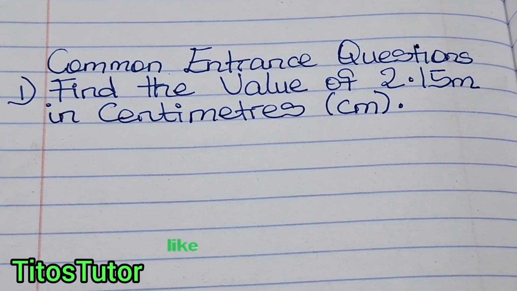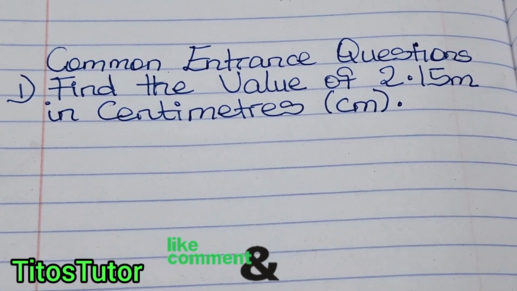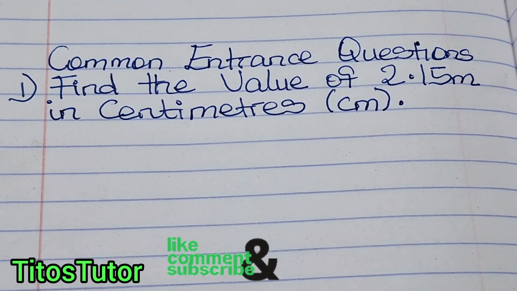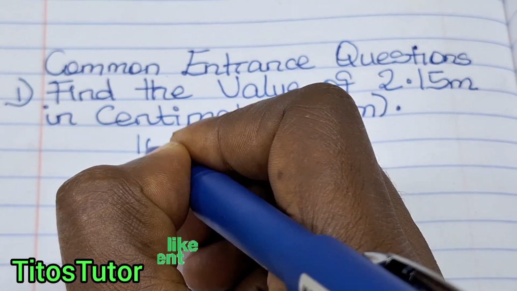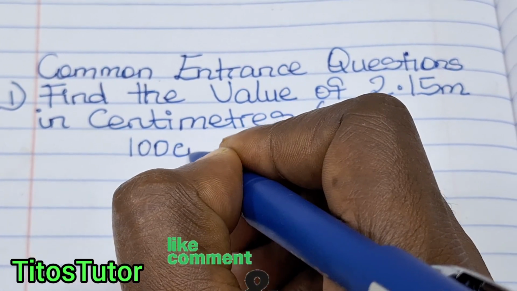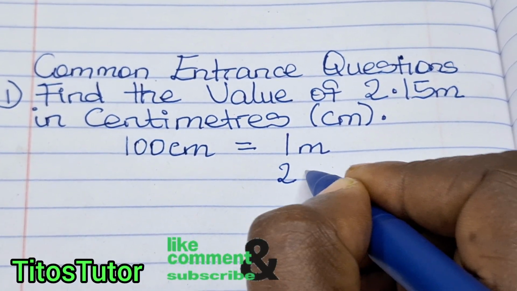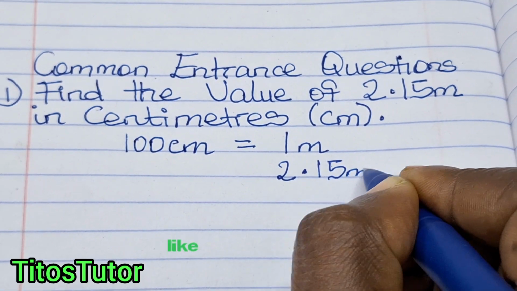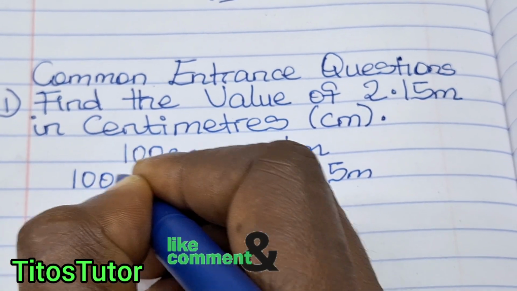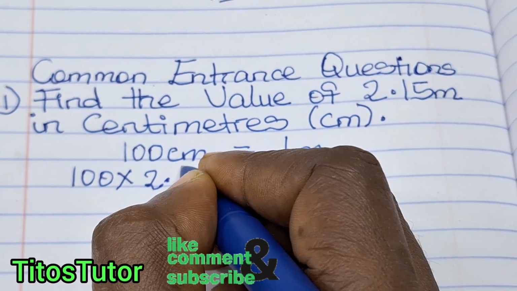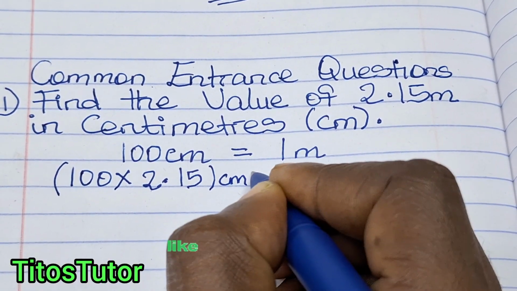But what will you multiply with? You're going to multiply with the metric conversion of centimeter to meter, which is 100 centimeter make 1 meter. So that's what we're going to multiply with. 100 centimeter is equal to 1 meter, and 2.15 meter was given to me. I'm going to a smaller unit, so I'll multiply by 100. 100 times 2.15. This is going to give you your answer in centimeter.